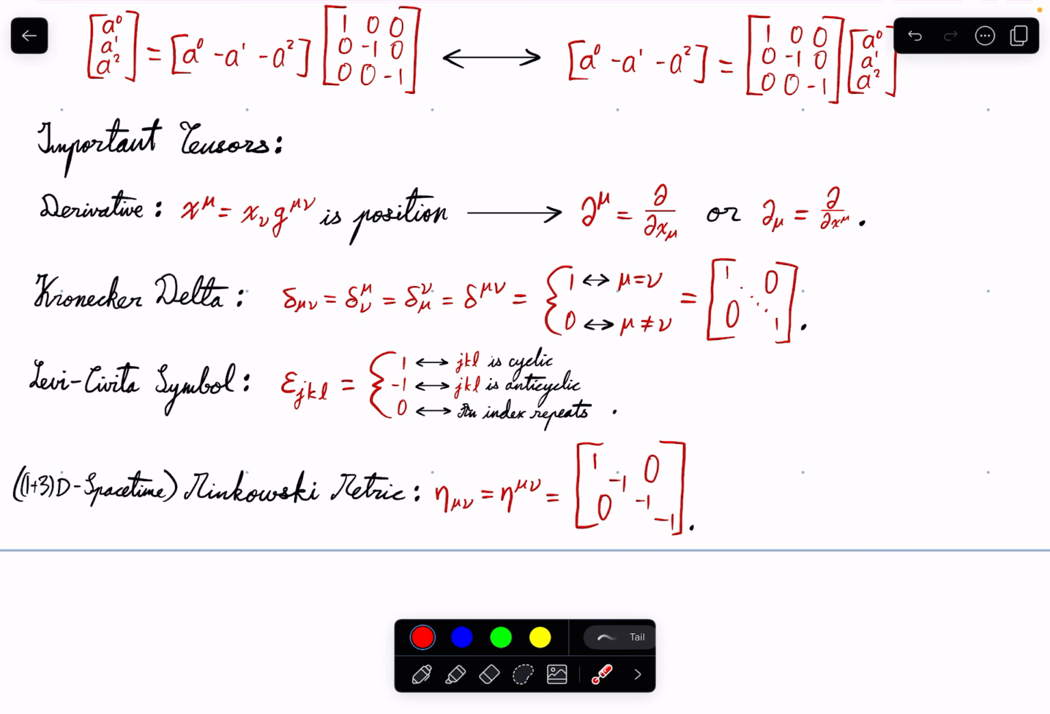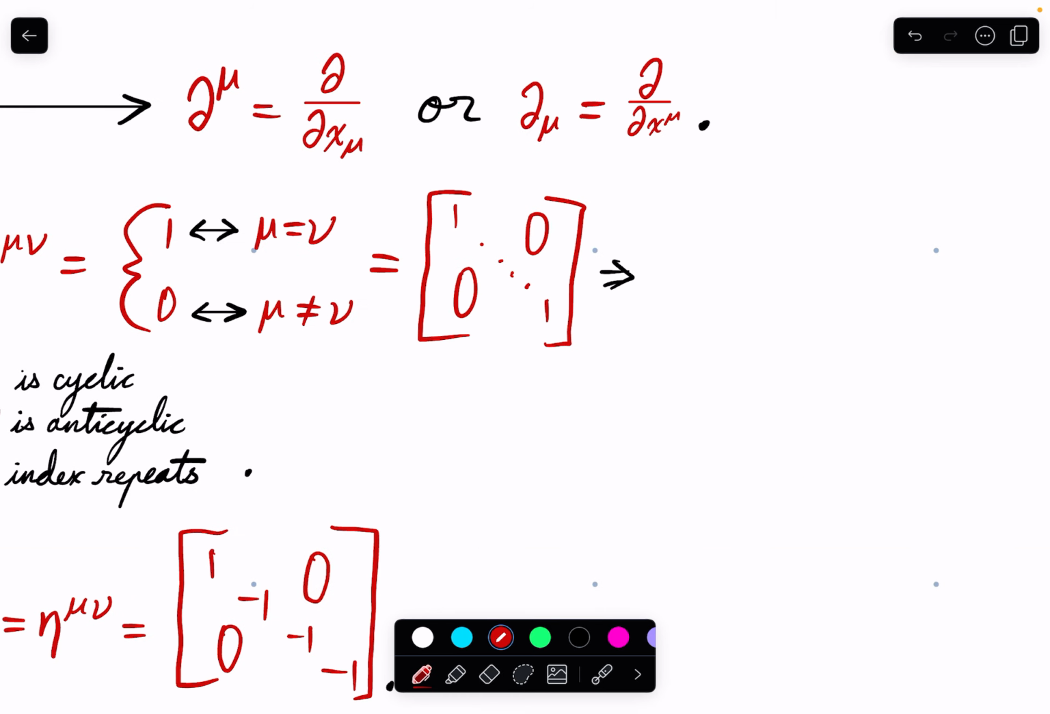So these are going to be the most important tensors in this series. This will be used whenever derivatives are involved. This will be used to do a change of basis, not change of basis, but change of index, because you end up with properties like this.